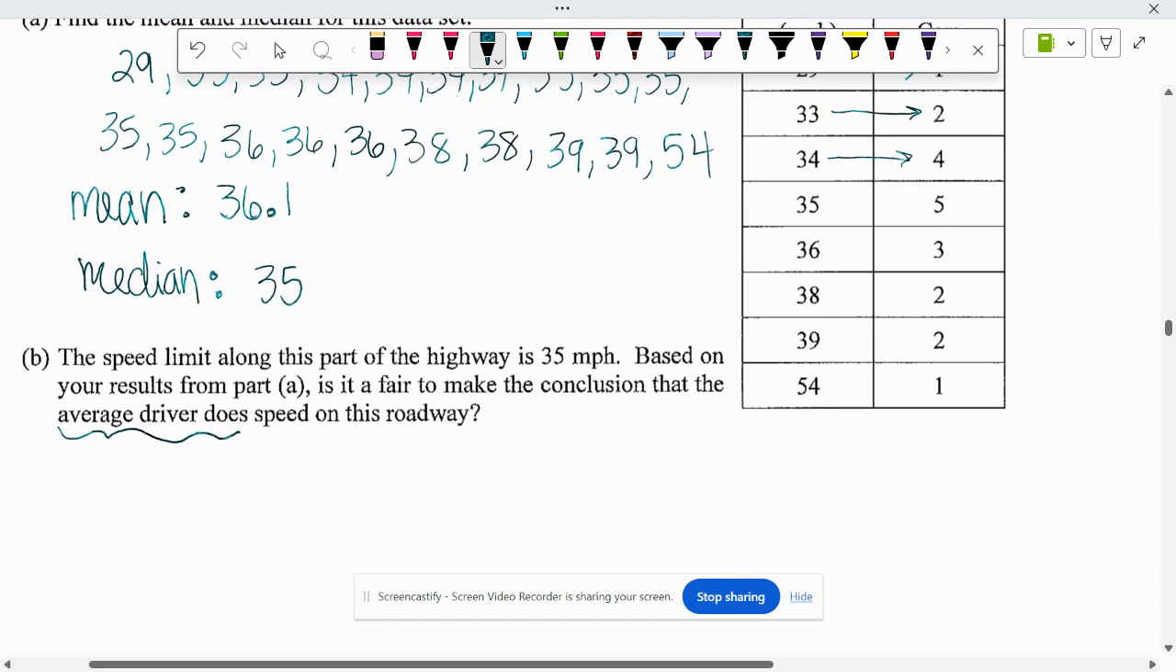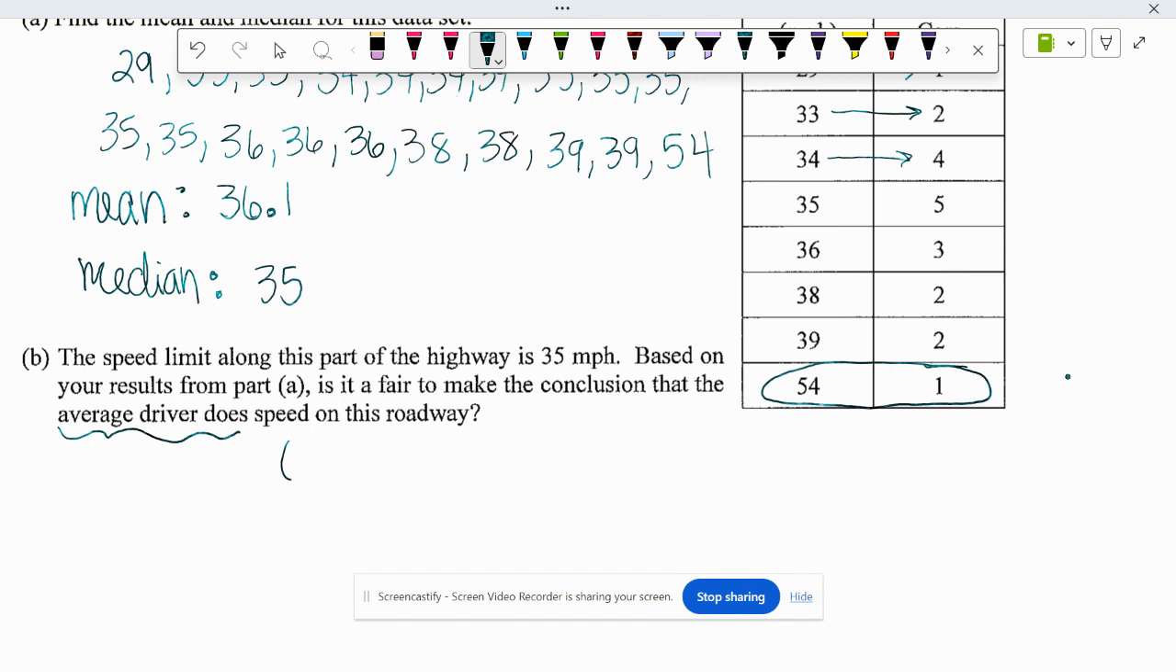They're only 1 mile over. Is 1 mile over the speed limit speeding? It is. Okay. Let's kind of take a look at the data. Here's what I said. Do you guys see this guy right here? What is that? It's called an outlier.